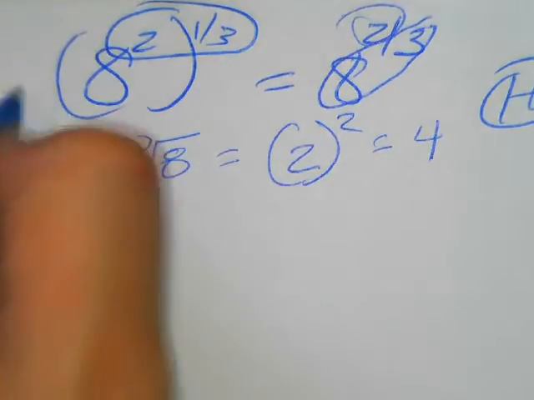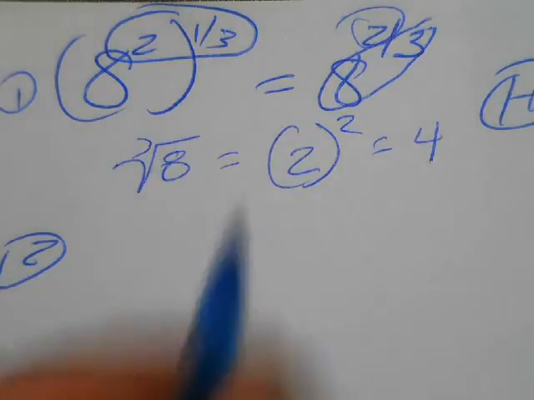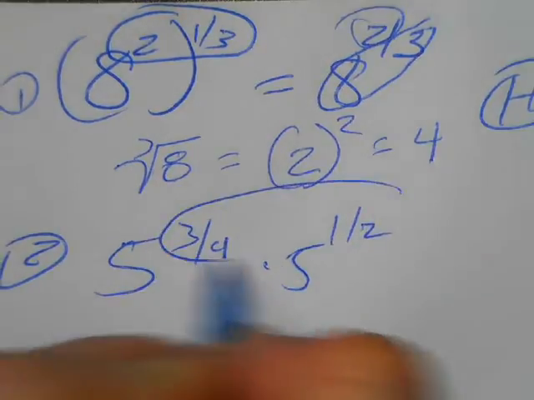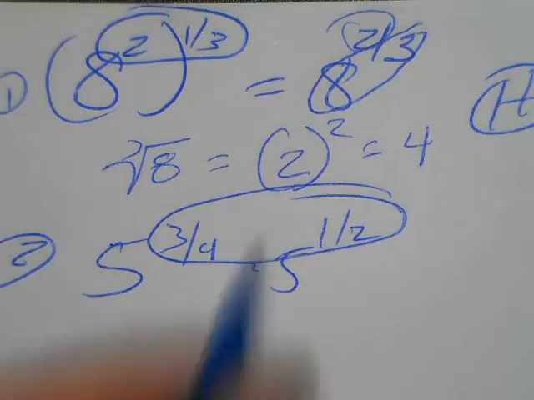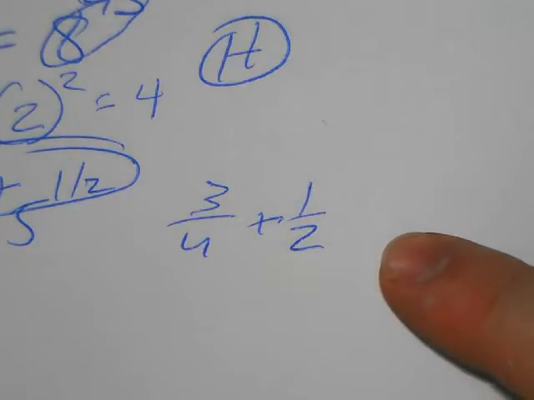All right. Number 2 gives us the exact same properties of our product of powers. We have 5 to the 3/4 and 5 to the 1/2. This means because we have like bases, we can add our exponents, and that's going to give us 3/4 plus 1/2. At this point, we need to get our common denominators.